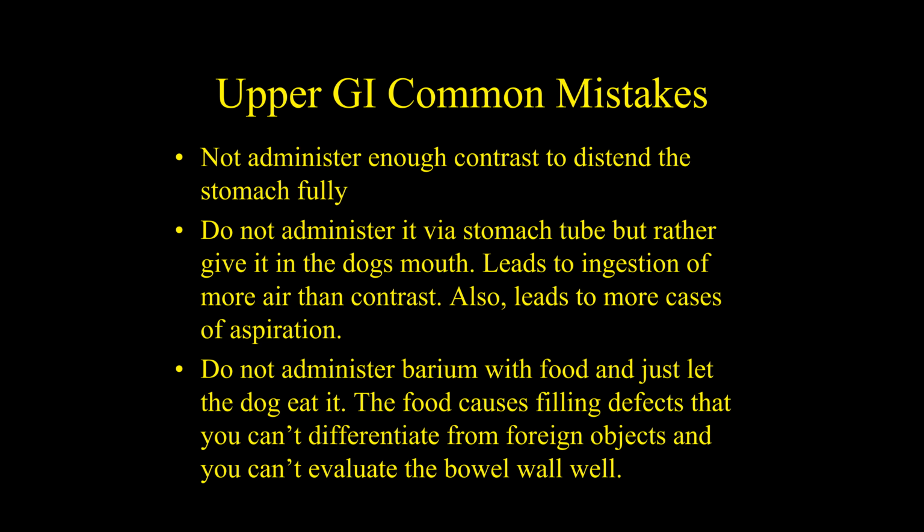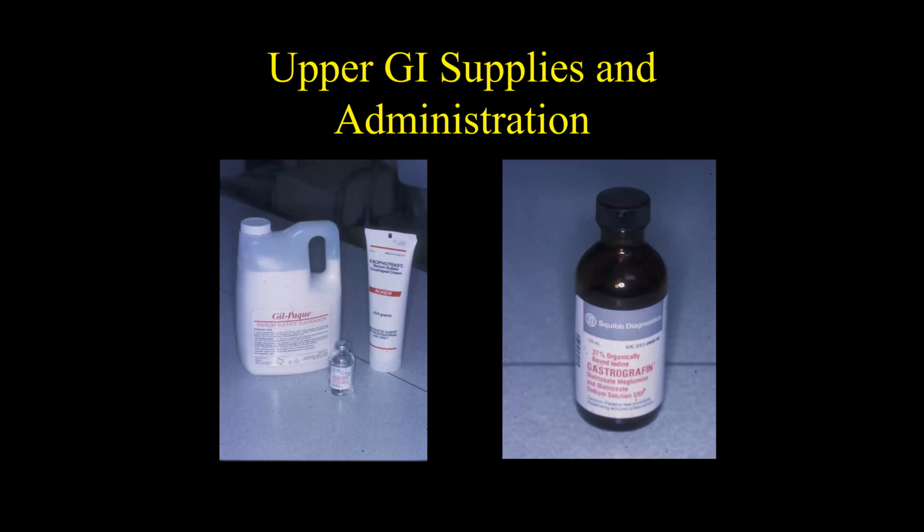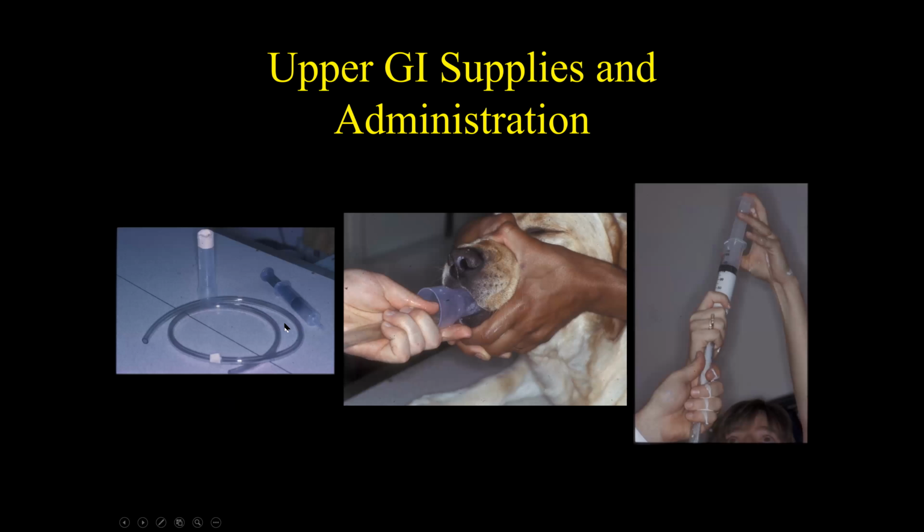Okay. The other thing is, again, they don't administer the barium properly. They don't give it with the stomach tube. Okay. They put the barium in a bowl and mix it with food and let the dog eat it, or they give a little bit by mouth, and then it turns into a non-diagnostic study. Okay. So again, here's what we would want to use, this stuff here, mix it half and half with water, and that's what you want to give with a stomach tube.